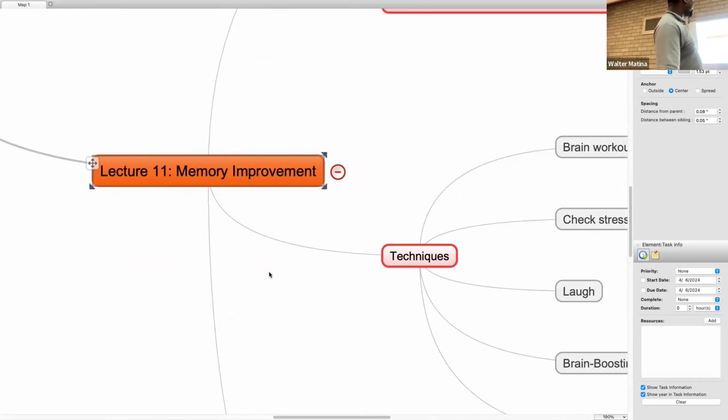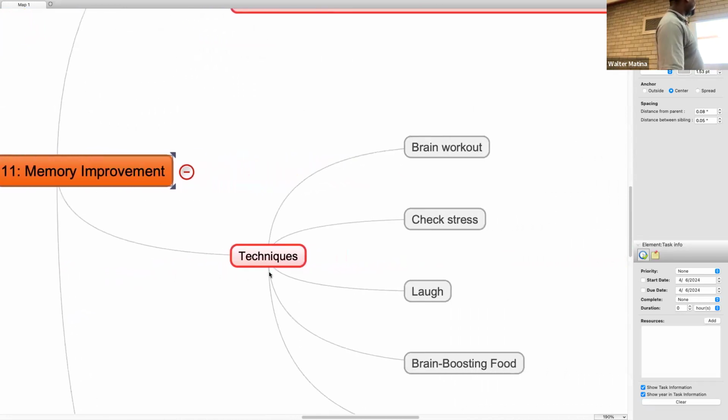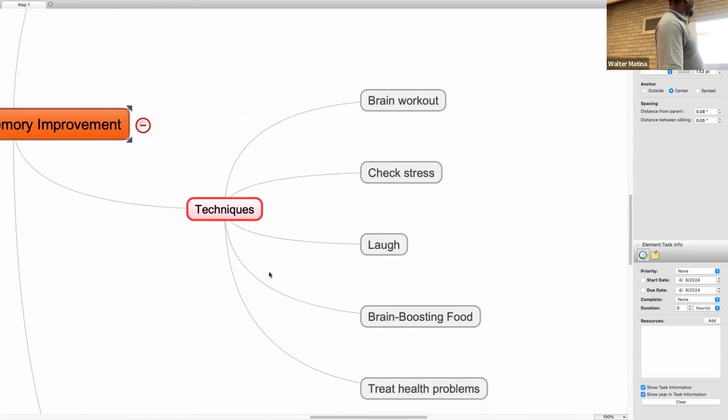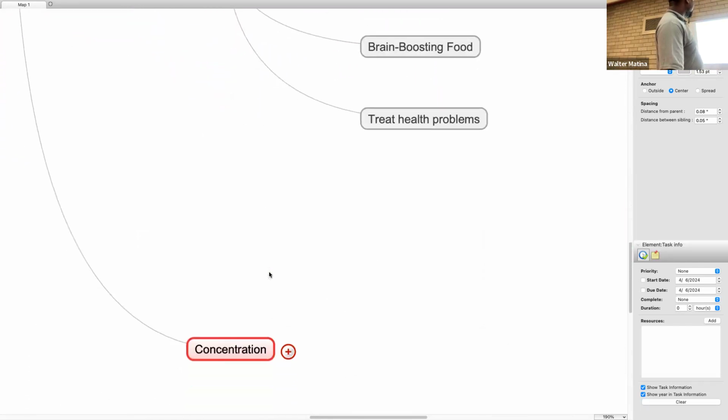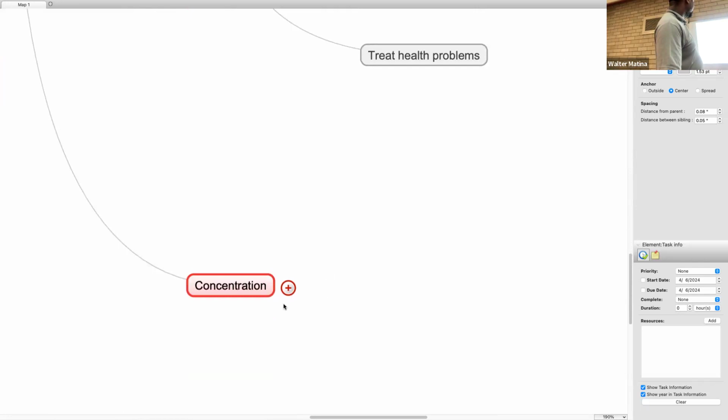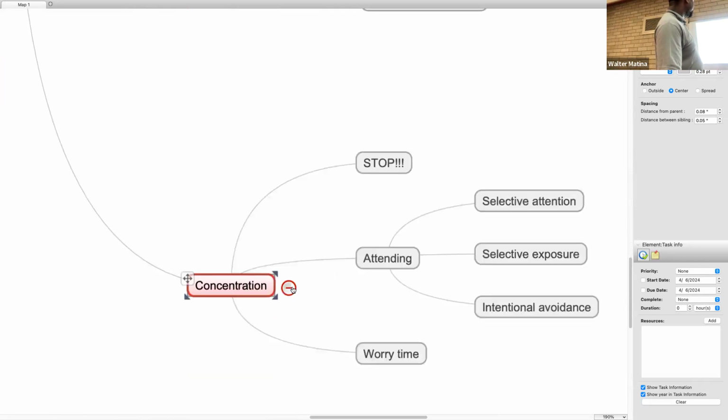Right. So memory improvement, brain workout, check stress, with concentration. So in terms of concentration, how do you concentrate? How do you deal with stress? You need time to worry. You need to give yourself time to worry and think about these things.